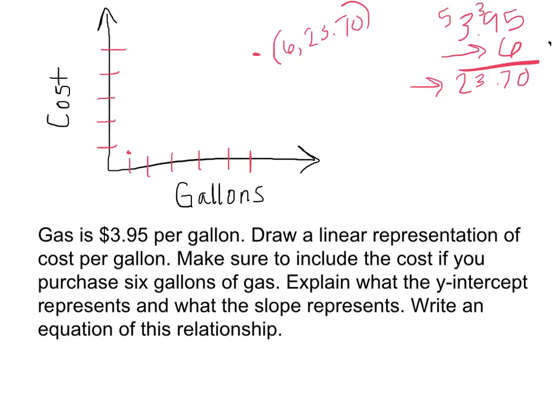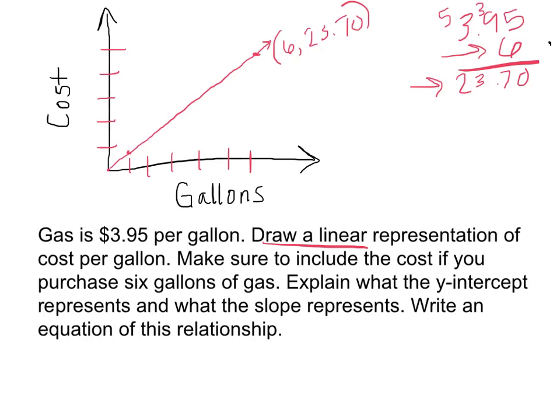Okay, we could do 3 gallons. We could also do 0 gallons. If I buy 0 gallons of gas, how much money do I pay? Well, I don't pay anything. I haven't bought anything. So that would be (0, 0). And now I can connect these dots and show a linear equation. Okay? So I've drawn my linear equation.